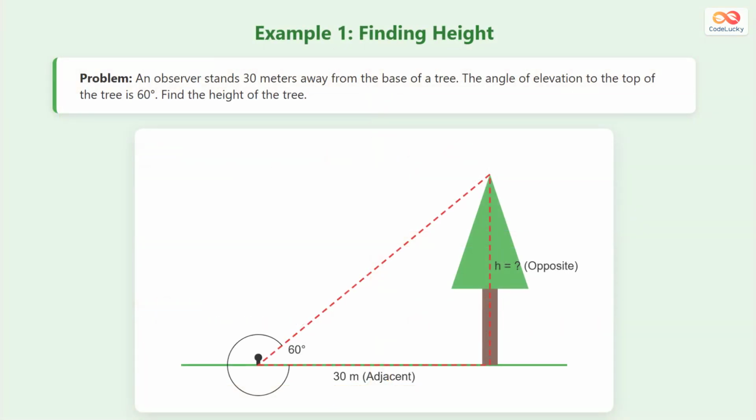Let's try an example. An observer is 30 meters from a tree. The angle of elevation to the top is 60 degrees. We need to find the height of the tree. Here, we know the adjacent side, and we want the opposite side.